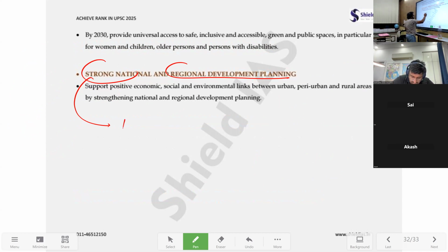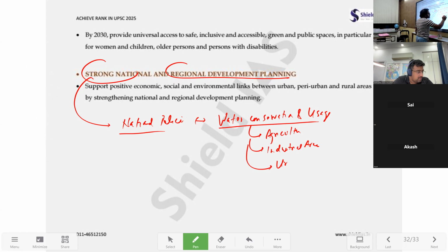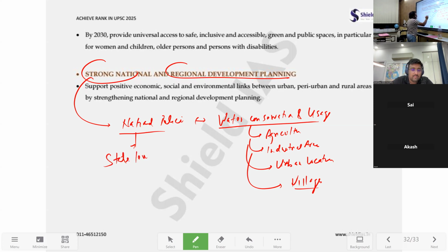So yes, we require national policies. For example, national policies with respect to water conservation and usage are very, very important. How this can be done in agriculture, how this can be done in industrial areas, then urban locations, villages. So we require a national level policy. And that national level policy should be implemented by the state governments by bringing the respective acts. So a water conservation national policy is to be converted into state level acts.